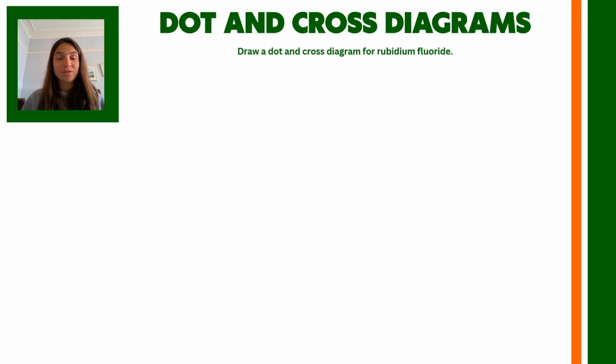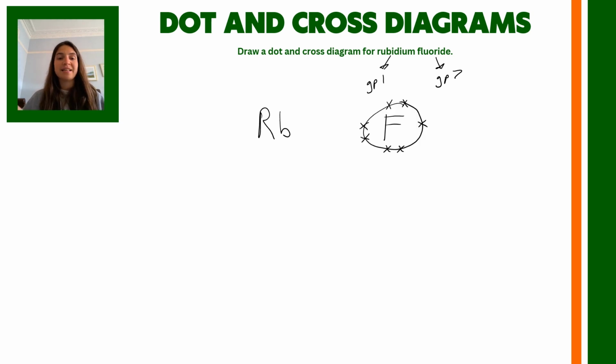Okay, now let's look at some dot and cross diagrams. So draw a dot and cross diagram for rubidium fluoride. Okay, so rubidium is group 1, and fluorine, which your fluoride ion comes from, is group 7. So my group 1 metal, remember, it loses that 1 outer electron, so it doesn't have any electrons in its outer shell. And your fluorine has 7 electrons originally in its outer shell, and it is going to gain 1 of those electrons so that the shell is full.